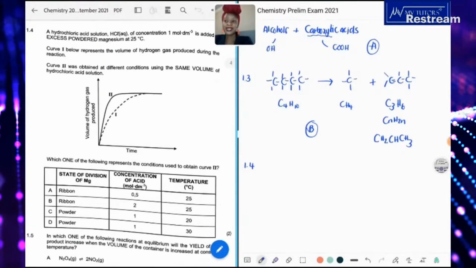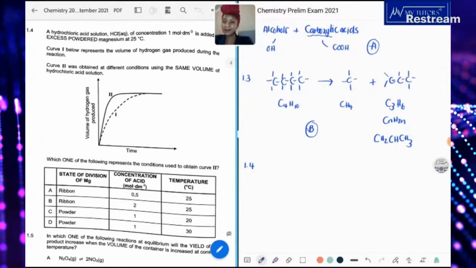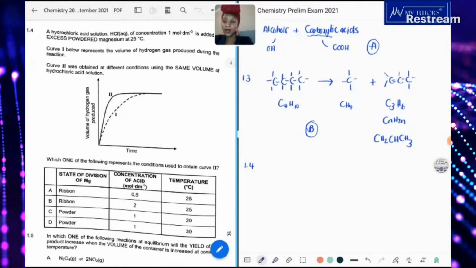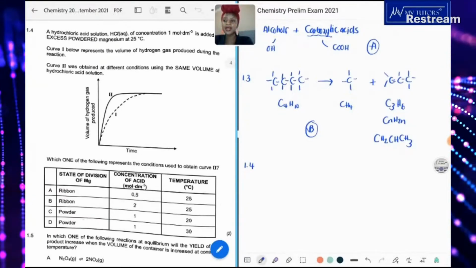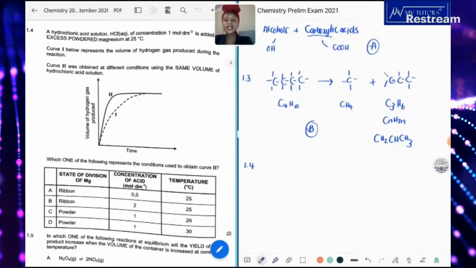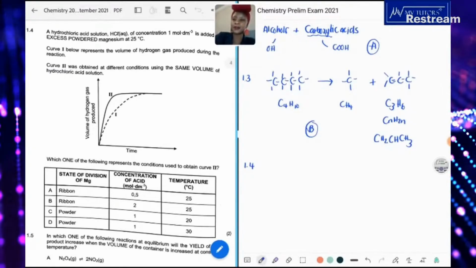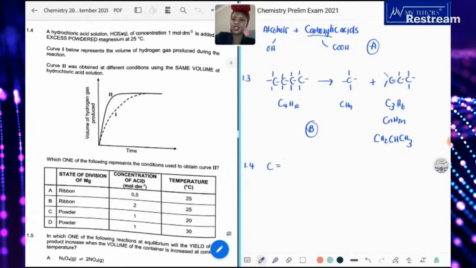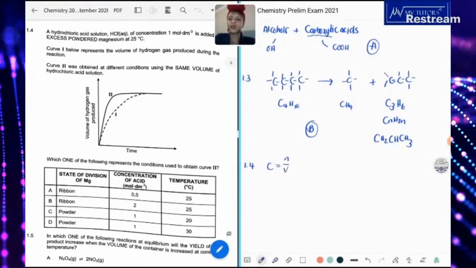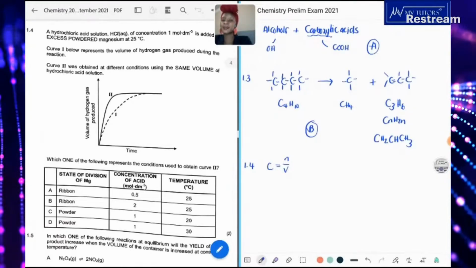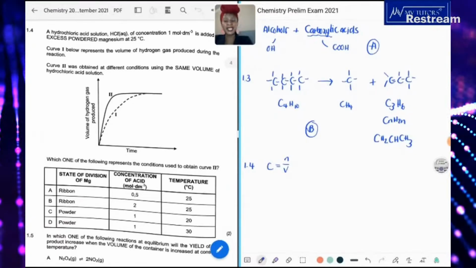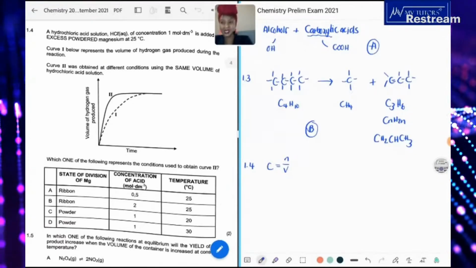So now, like I said, we're looking at option C and D, okay? They're both in powder form. Magnesium is in powder form. The concentration of the acid, well, it's the same volume. Remember that calculation, concentration is equal to number of moles over volume. So I'm assuming if it's the same volume, then the number of moles have remained the same. Therefore, the concentration is also the same.